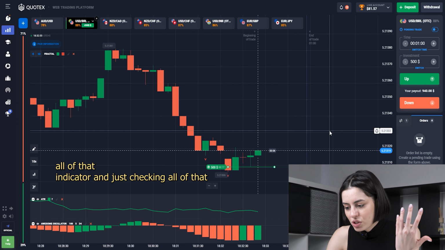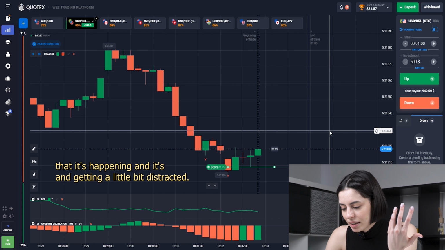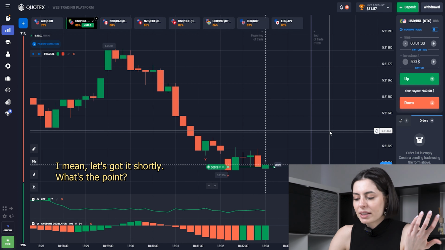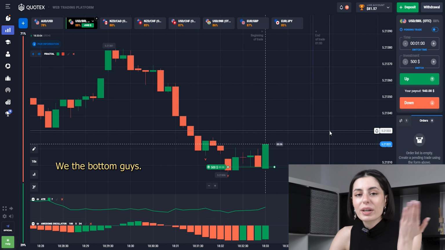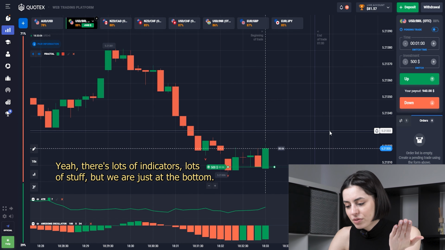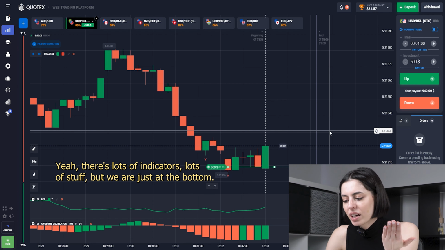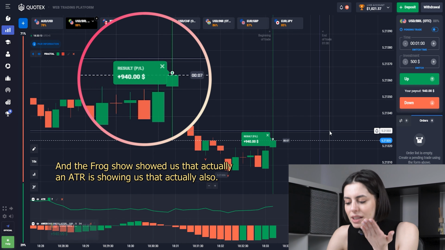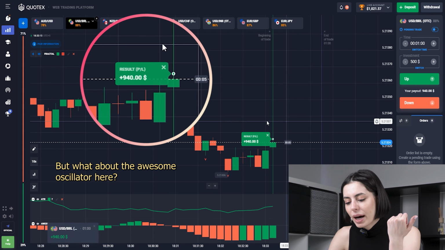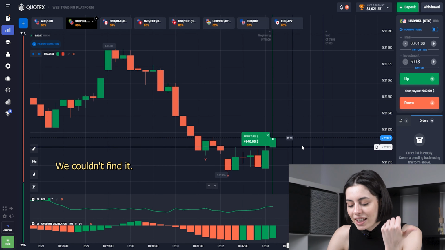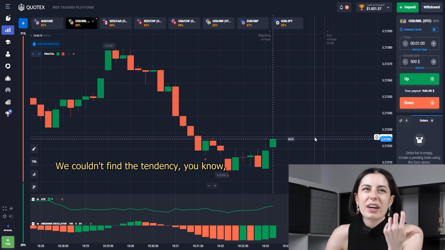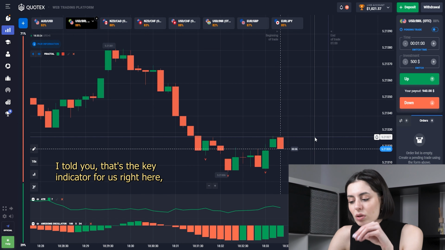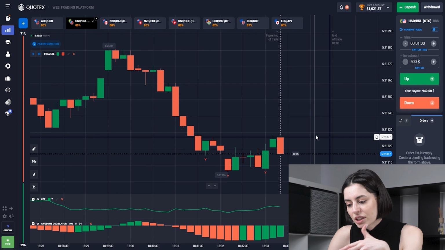I'm just checking all of that happening, and I'm getting a little bit distracted. And what's the point? Let's cut it short. We're at the bottom, guys. Yeah, there are lots of indicators, lots of stuff, but we are just at the bottom. And the fractal is showing us that, and ATR is showing us that also. But what about the awesome oscillator? Here, we couldn't find the tendency, it's clearly imperfectly stated. In that indicator, which I told you is the key indicator for us right here.